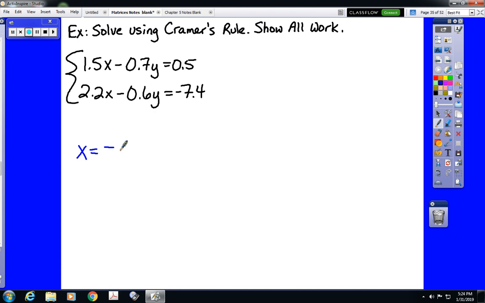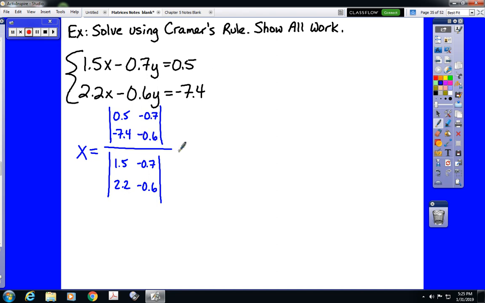So for x, the bottom determinant will be the four coefficients. 1.5, 2.2 are the x column. Negative 0.7, negative 0.6 are the y column. On top, we are going to replace the x column, 1.5 and 2.2, with the answer column, 0.5 and negative 7.4. The y column will remain the same, so negative 0.7 and negative 0.6.